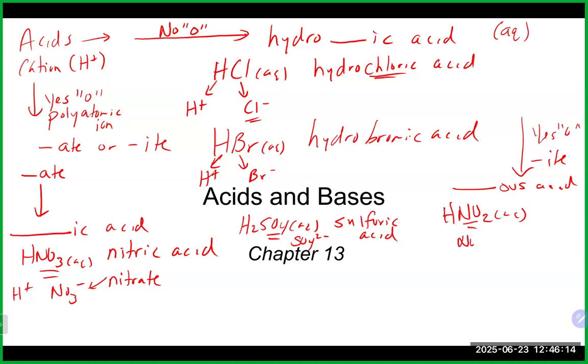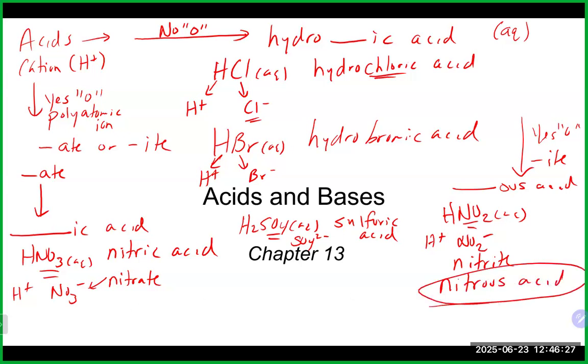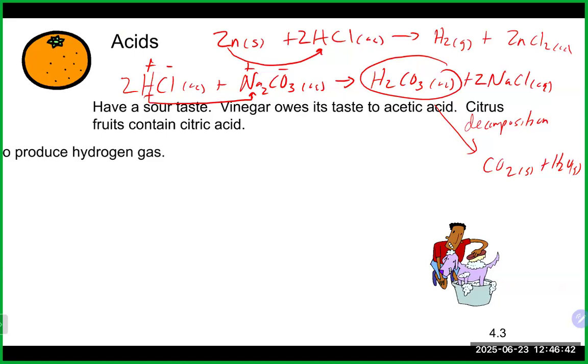That is NO2 minus, which is nitrite, and H plus there. And this would be nitrous acid, OUS. So if it does contain oxygen, the acid should not have hydro in the name. Hydro is only for ones that do not have oxygen. Questions on that there? That hopefully should be a refresher, I hope. All right.